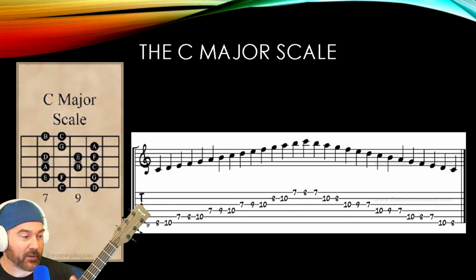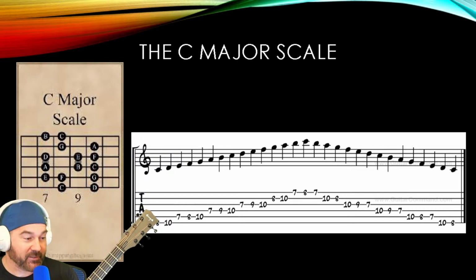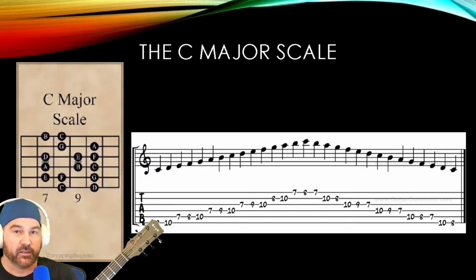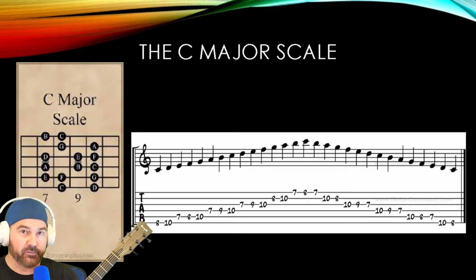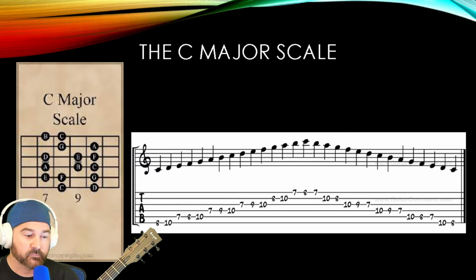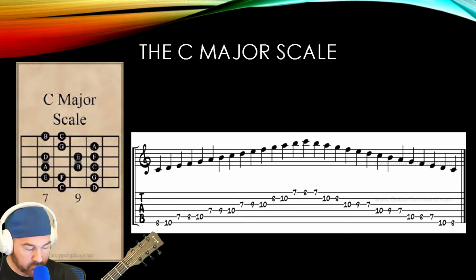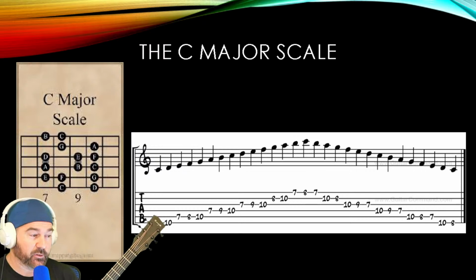Then we would play it back down. 8, 7, 10, 8, 10, 9, 7, 10, 9, 7, 10, 8, 7, 10, 8. And with all these scales, again, you want to play them evenly. And you want to play them backwards and forwards.